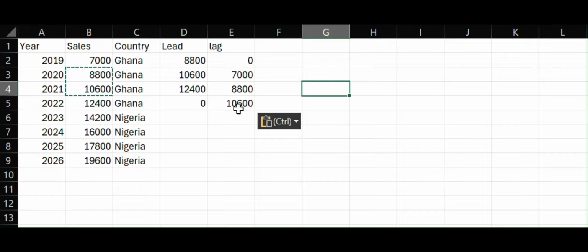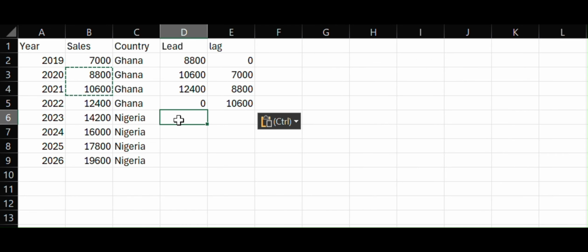Yes, so in the long run, we realize that we don't state the last value for the lag, and the top value becomes null. That is the same way we don't state the first value, which is 7,000 here, and here becomes null, but we have the 12,400 shown.